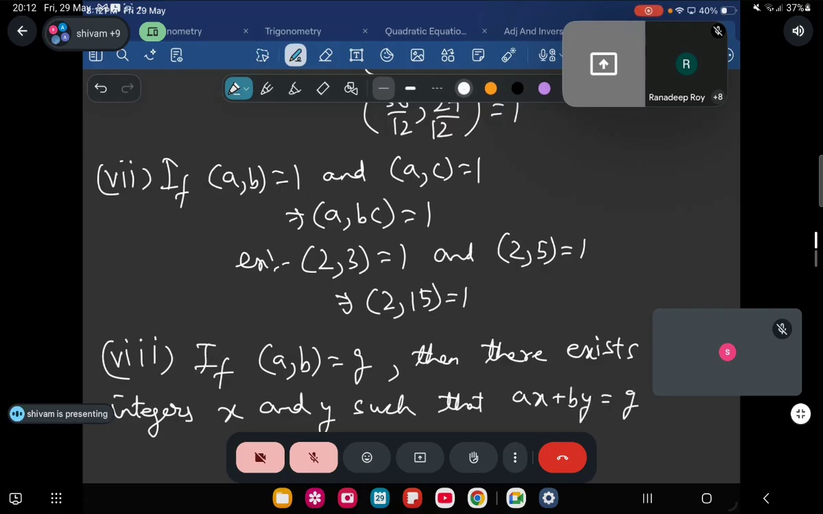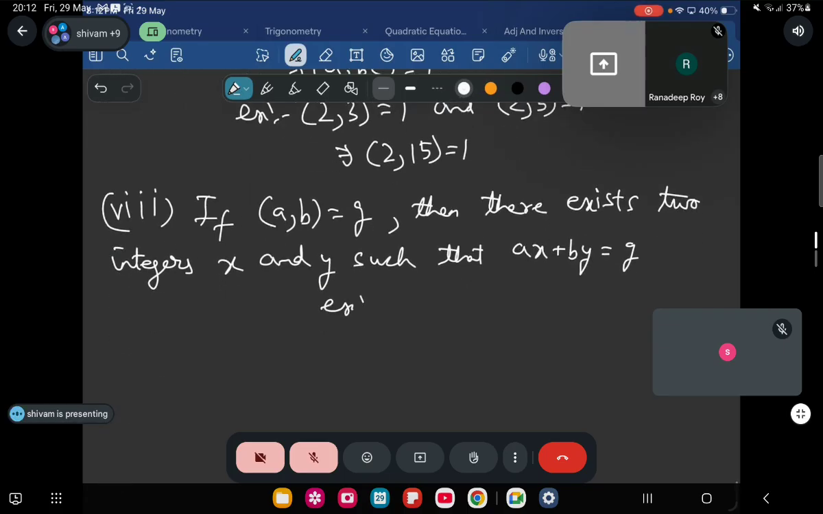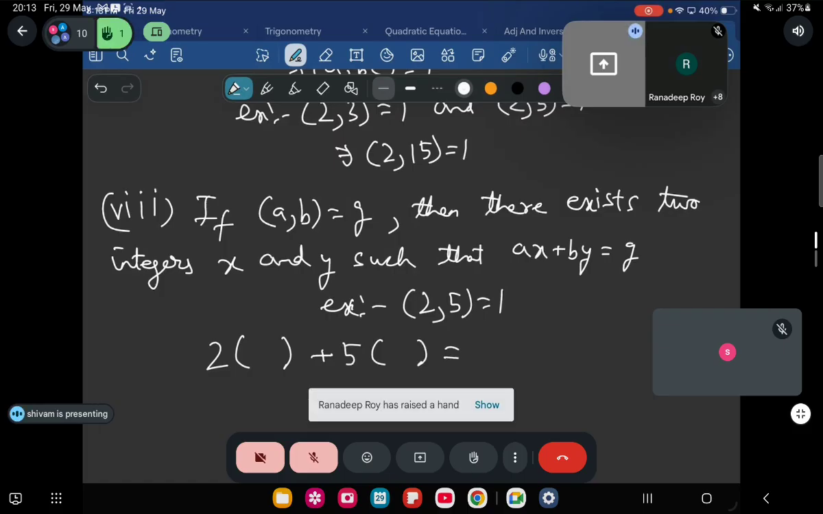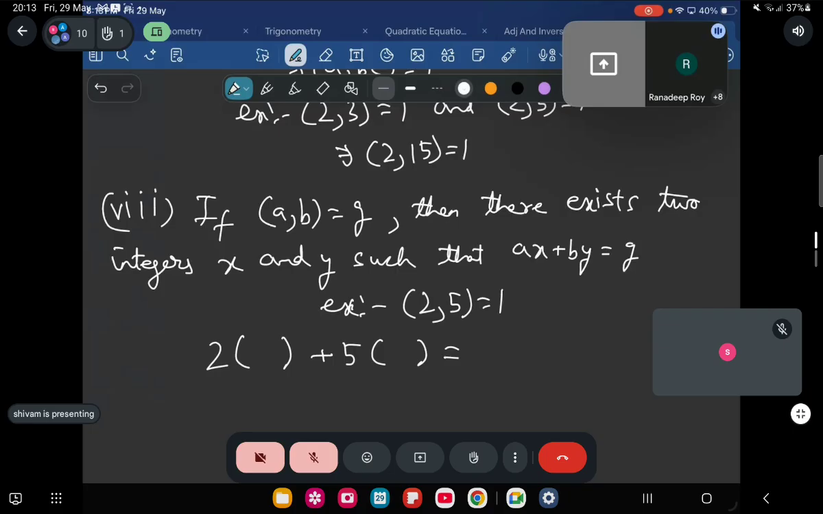Okay, everyone. For example, you see GCD of 2 comma 5 is equal to 1. Then can you find two integers such that 2x plus 5y is equal to 1? Can anyone tell me? Yes, raise your hand. Yes, Ramadip, tell me. So x is 3 and y is minus 1. Correct.